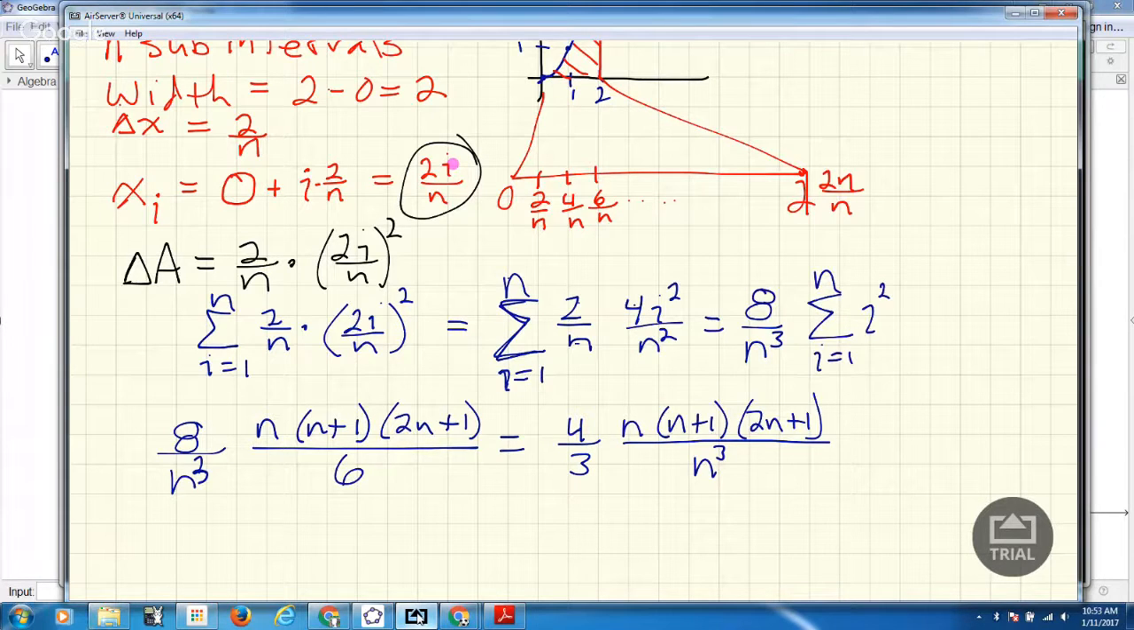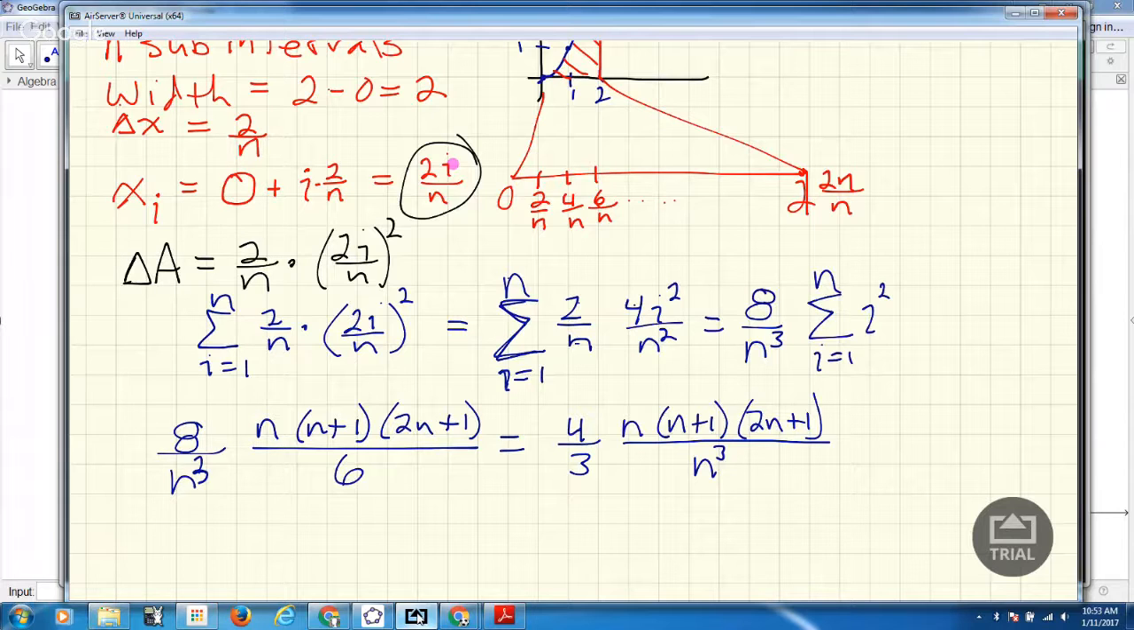So what this gives me is a general formula. This is called a Riemann sum with right-hand endpoints, so that if you tell me how many rectangles you want to use, this formula will tell you what the area of all those rectangles added up are. Now we can take this a step farther.